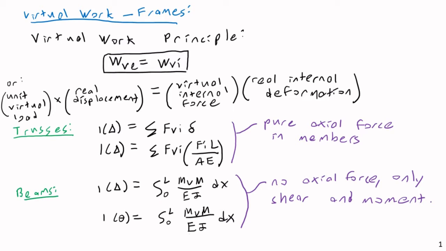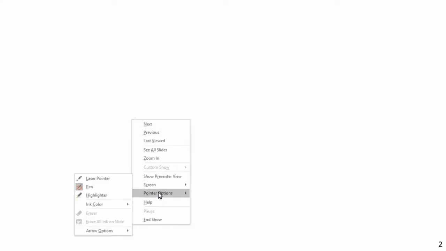Okay. So now let's combine all this together and generalize. We have something where we can look at members that have only axial force, and something where we can look at members that have only bending. Now I want to combine them together. So let's generalize our virtual work expressions.